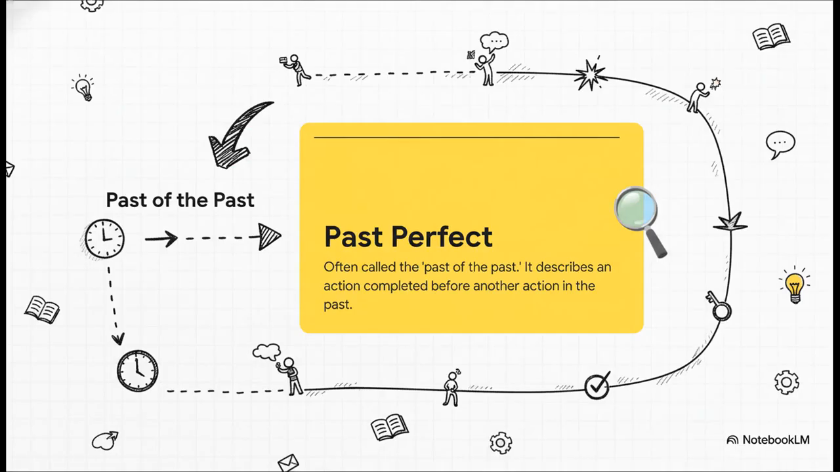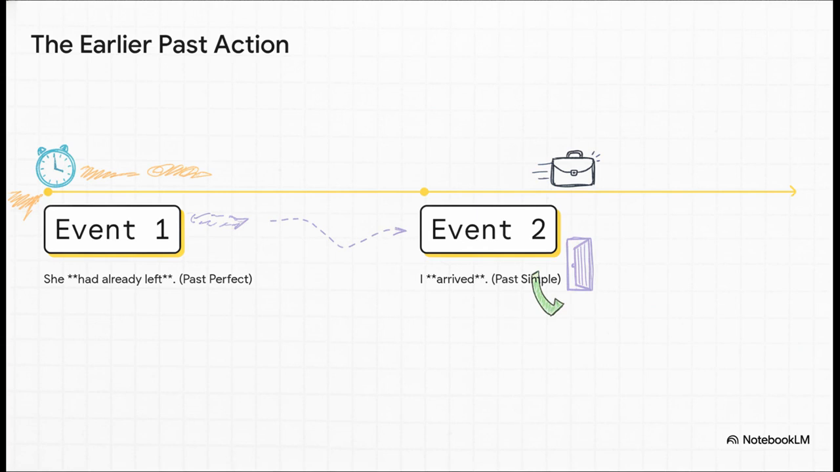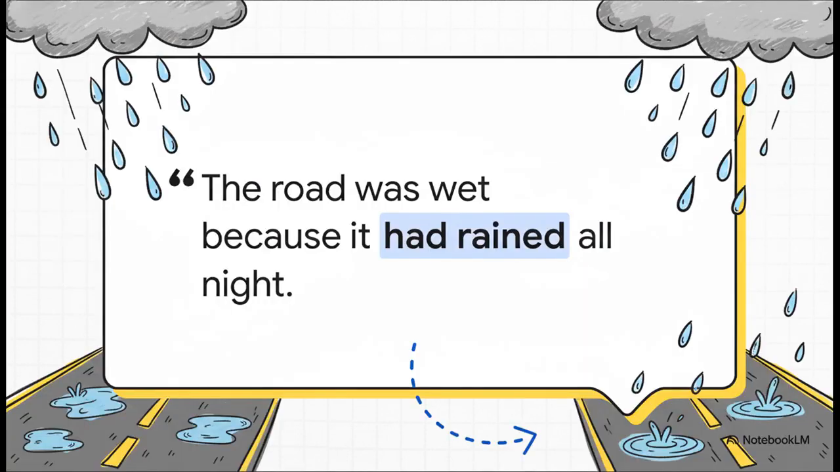Seriously, if you remember just one thing about the past perfect, make it this phrase right here. It is the past of the past. It lets you take one step further back from the main timeline of your story. Look at this timeline. I arrived is our main past event. But wait, something happened even before that. She had already left. The past perfect signals to everyone that we're talking about the earlier of the two past events.